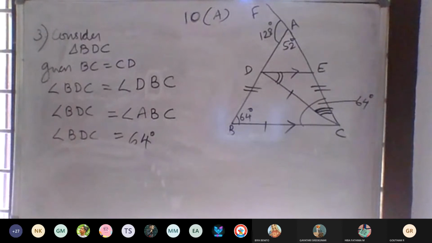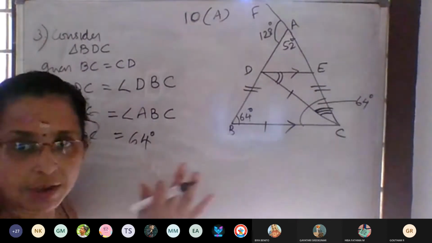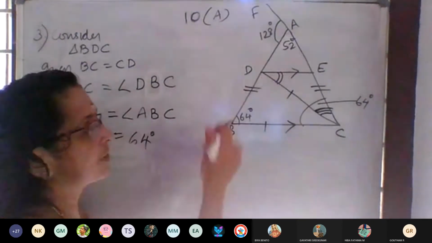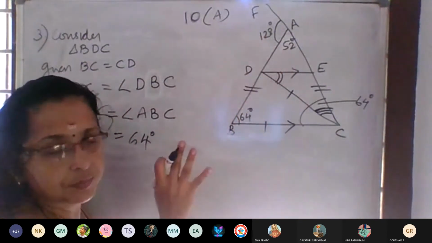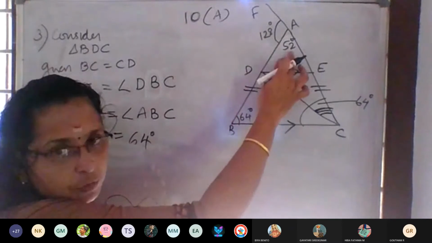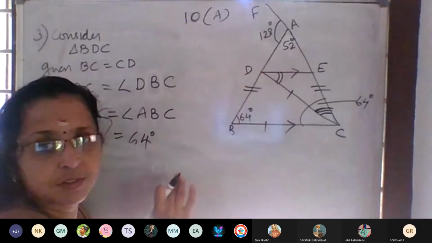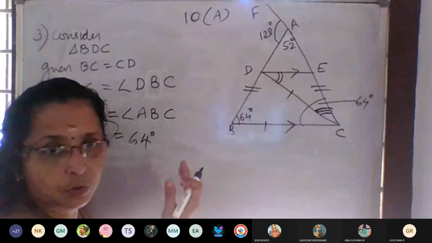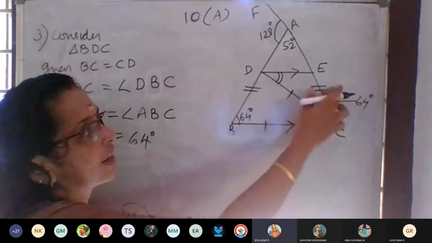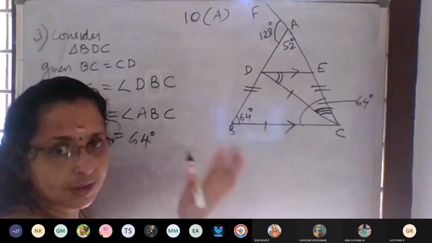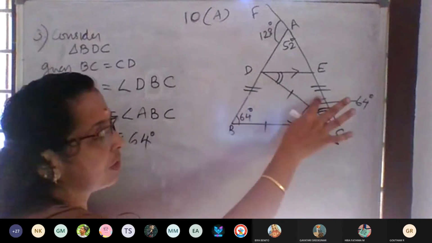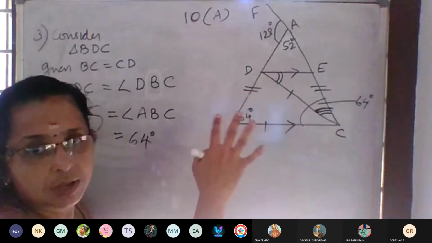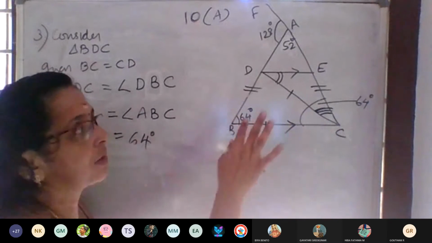So one more point is given. For doing this, think of what we have to do. First we started from what is given, the value 128, and from there we got 52. The next clue given is: two sides are equal. That big triangle, two sides are equal. So we took that opposite angles will be equal.